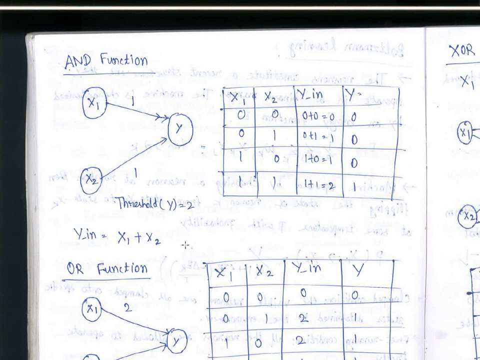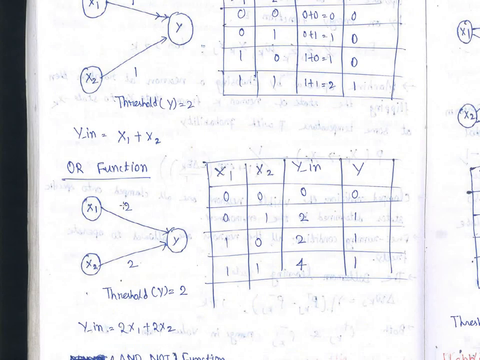y_in is x1 plus x2. So 0 plus 0 is 0, 0 plus 1 is 1, 1 plus 0 is 1, and 1 plus 1 is 2. The threshold value is 2. When we apply the threshold to the sums, values less than 2 become 0 and values equal to 2 become 1. So for 1,1 alone we get output 1.